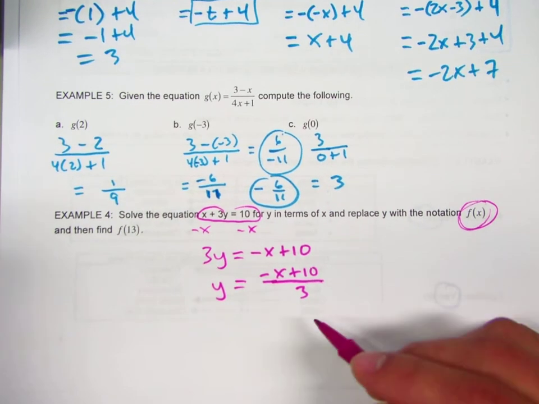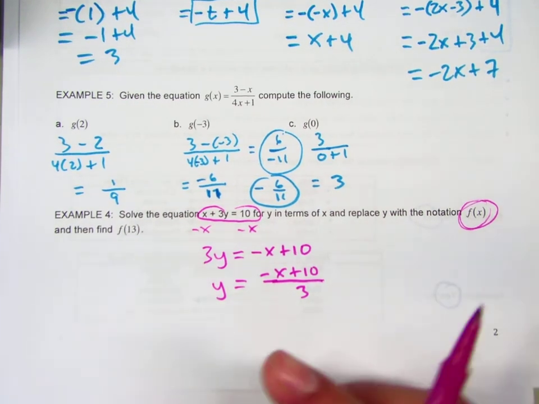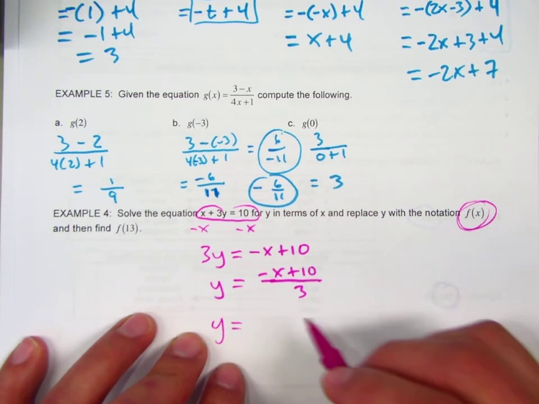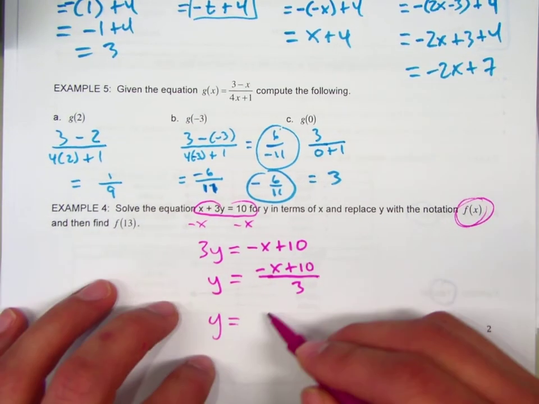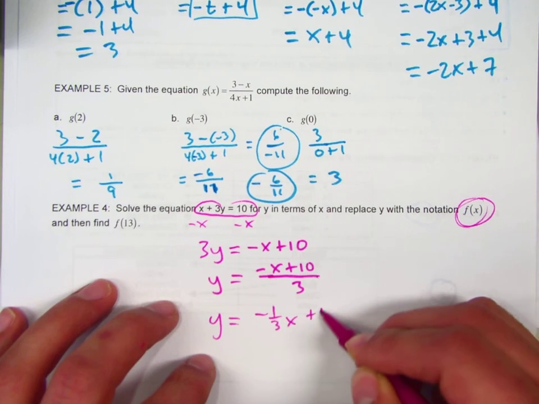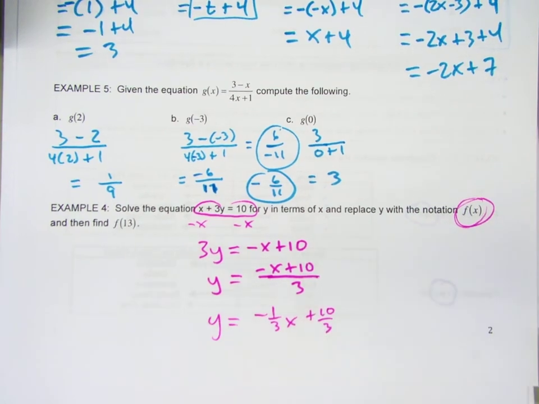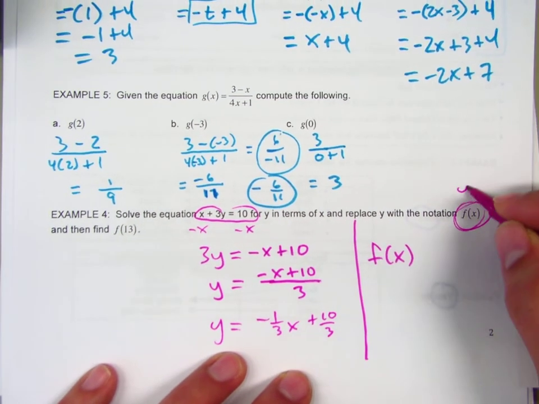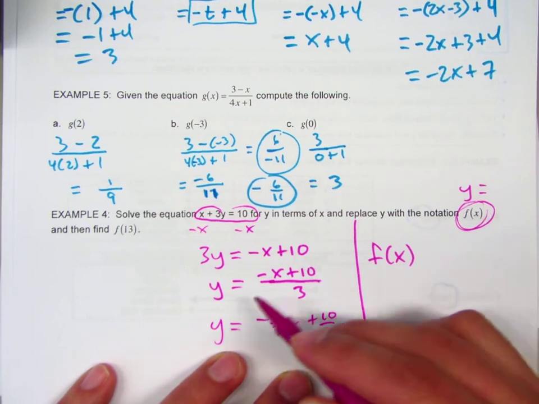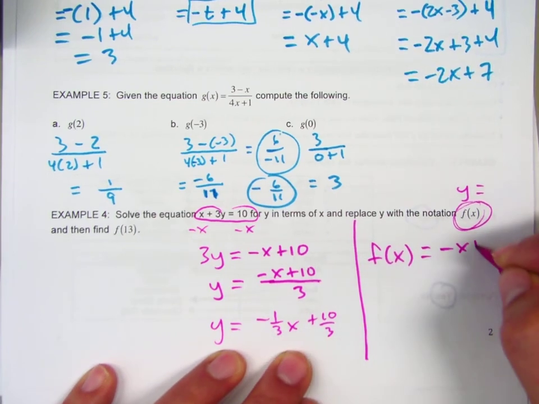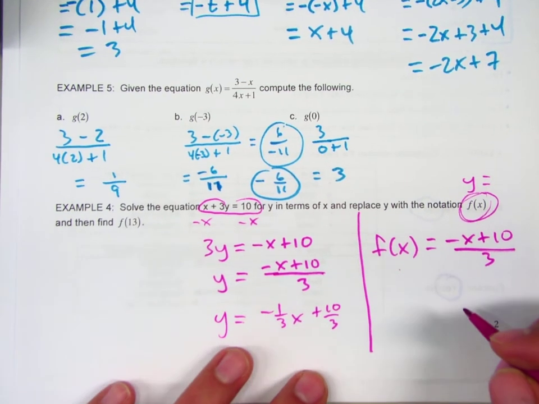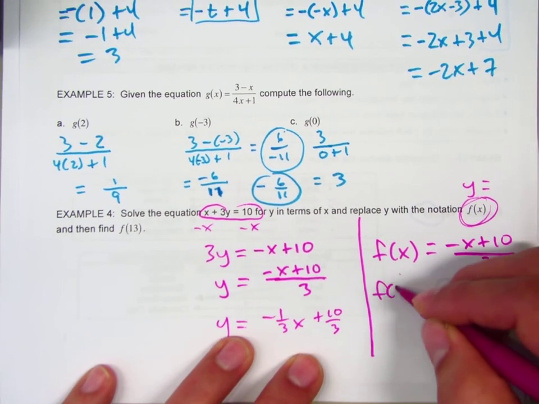So this is totally fine. They're not asking for a certain format or anything like that, so you can leave it like that. Some people might be used to writing, like with slope-intercept form back in the day, writing this as negative 1/3 x plus 10 over 3. Both of those are totally fine. Okay, whatever floats your boat. And so now they're saying let y equal f of x. So this is my rule over here. We're just going to use negative x plus 10 over 3. That's my f of x rule. Okay. Now it's just plugging in 13.